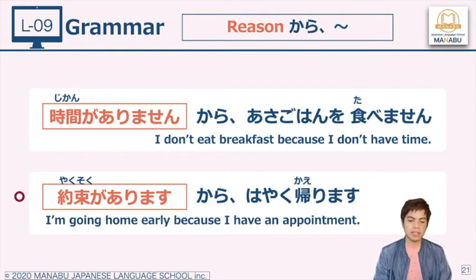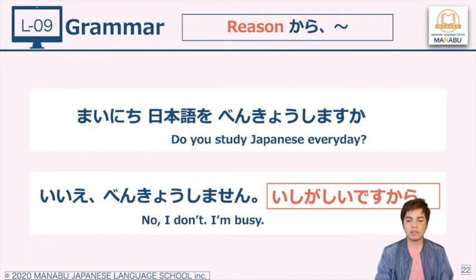Another example is "Yakusoku ga arimasu kara hayaku kaerimasu." So "hayaku kaerimasu" means to go home. Then "hayaku" means early. I will go home early. Then the reason is "yakusoku ga arimasu kara," because I have an appointment. So you can also use the reason "kara" at the end of your sentence.